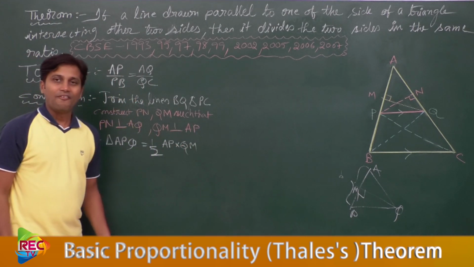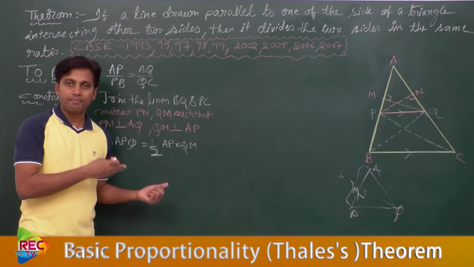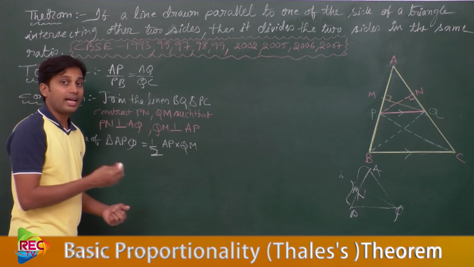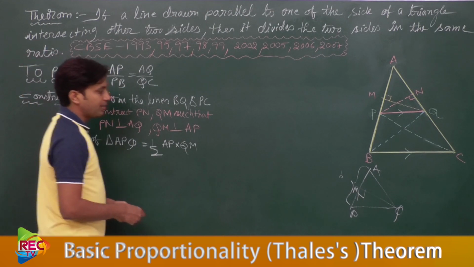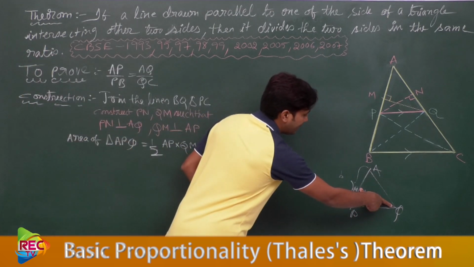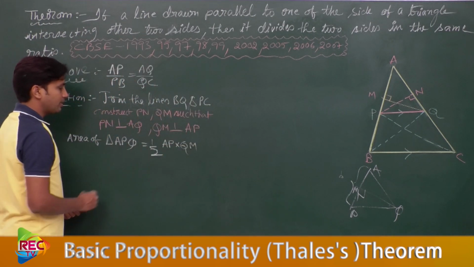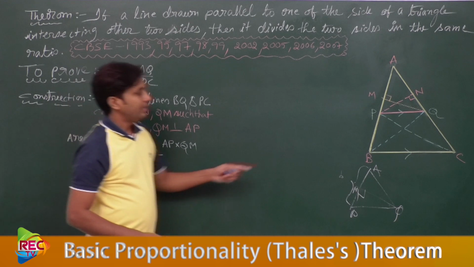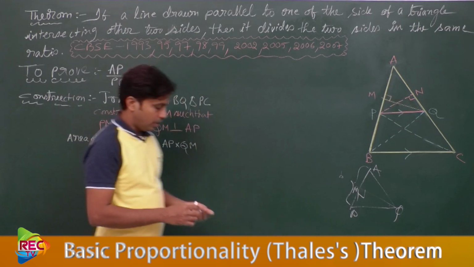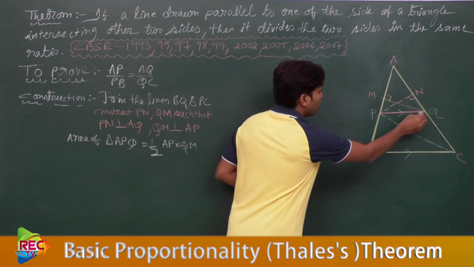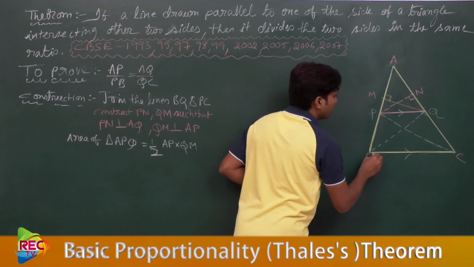This is the basic formula for finding the area of any triangle, when height and base are given. Here we consider AP as base and height QM. So this is the area of triangle APQ. Now let us consider another triangle BQP or BPQ.